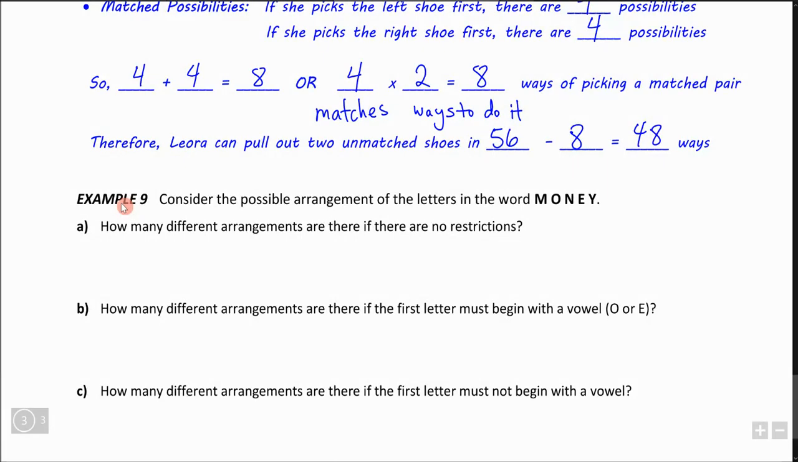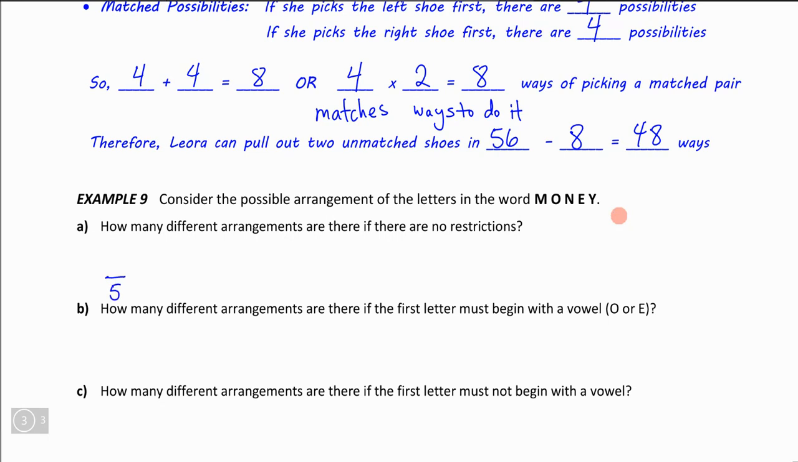Example number 9. Consider the possible arrangement of the letters in the word money. Part A, how many different arrangements are there if there are no restrictions? So I'm going to just take these letters and say, how many ways are there to arrange these 5 letters? It doesn't have to spell a word. It could just be basically, how can I switch around the letters that you see here in the word money, say M-O-N-E-Y. Well, in the first letter, you have 5 choices.